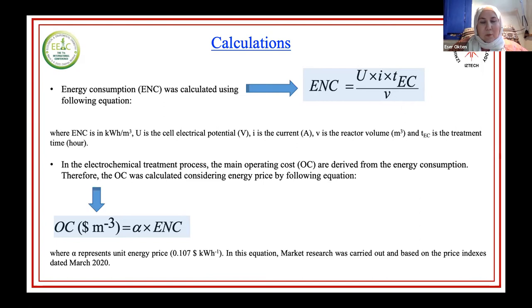And of course, with that, we were also interested in the operating cost, so we would see if it would be a costly treatment process or not. The operating cost was calculated in US dollars per cubic meter. As you can see, it was some coefficient multiplied by the energy consumption. That coefficient, as you can see at the bottom here, is the energy price in Turkey, and we were taking the March 2020 prices for that.